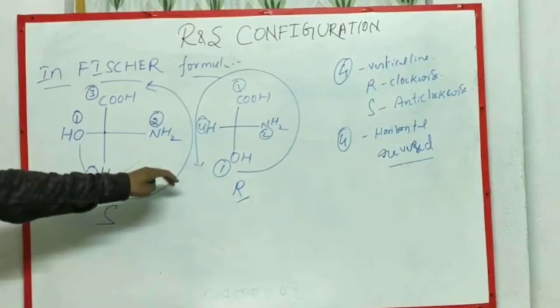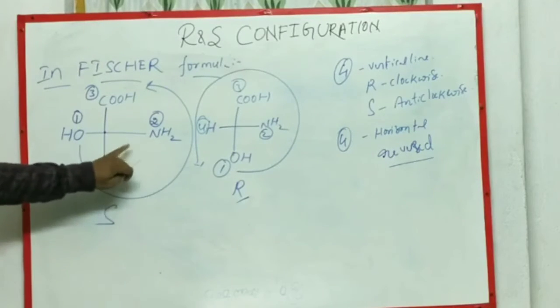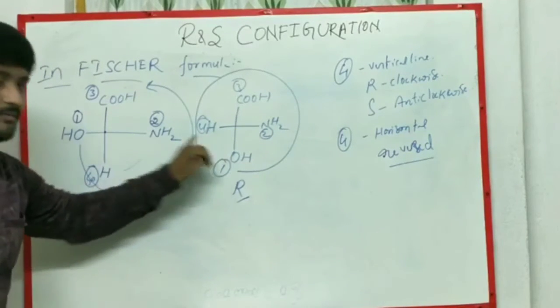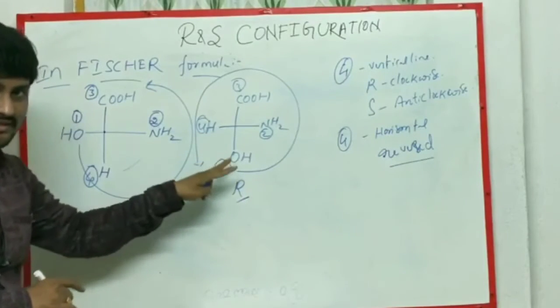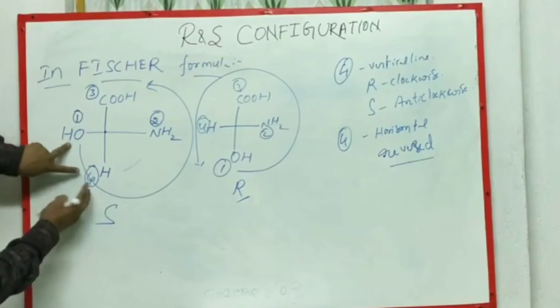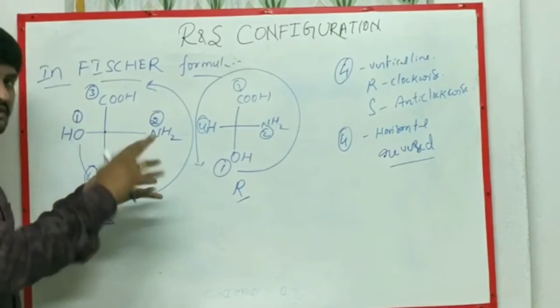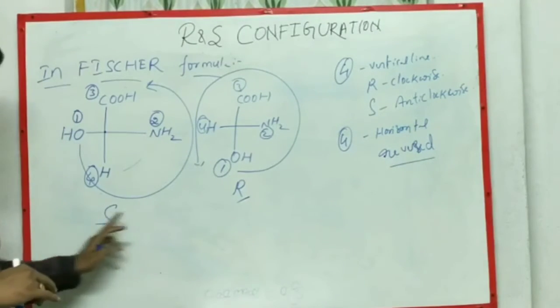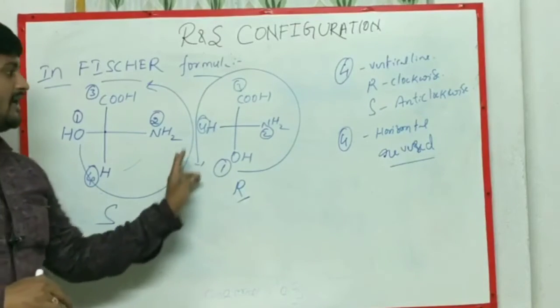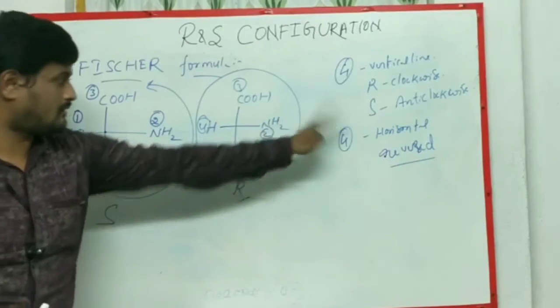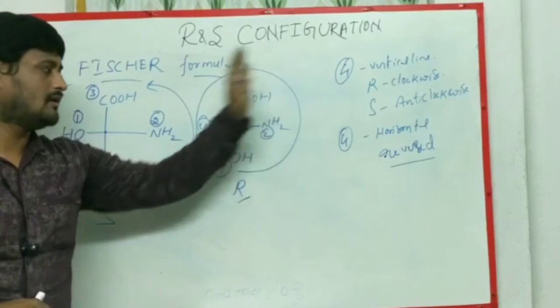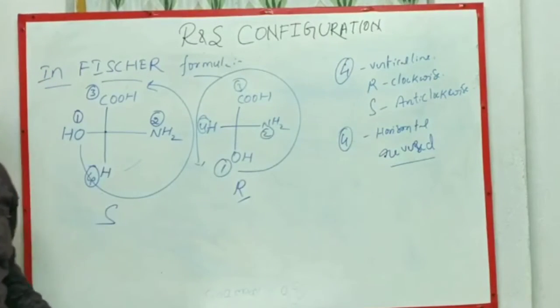I already told you one conversion is done from this isomer to this isomer. Only one interconversion takes place. Only these two are interconversions. Whenever an odd number of interconversions takes place, a different configuration is observed. Here a different configuration is observed. If you do another interconversion, the same configuration is observed.